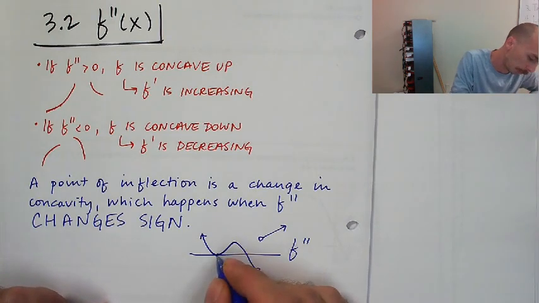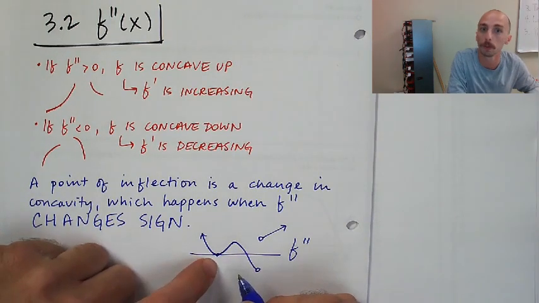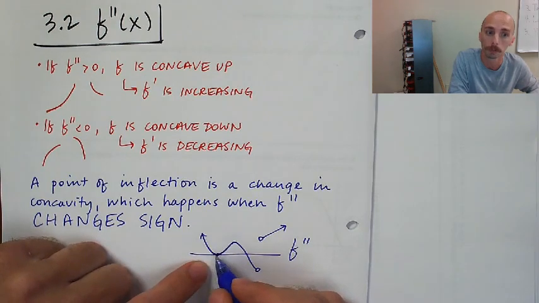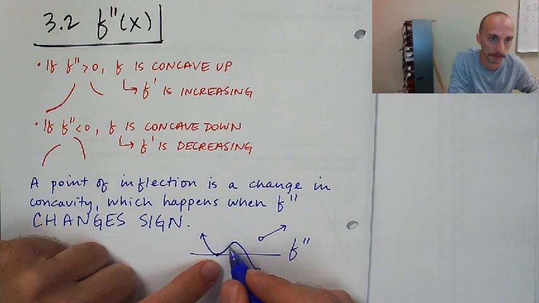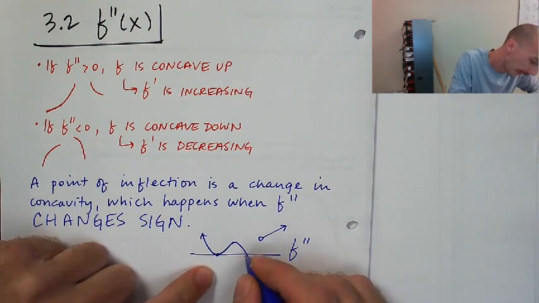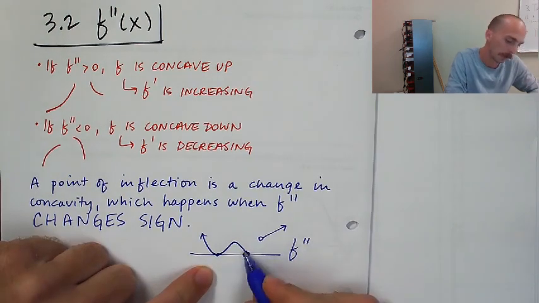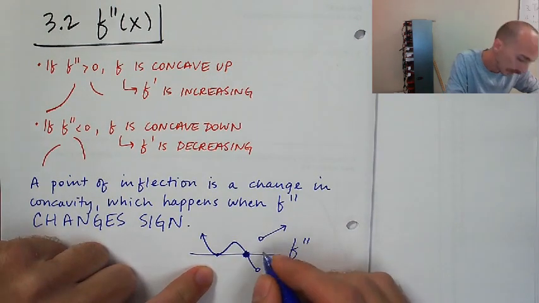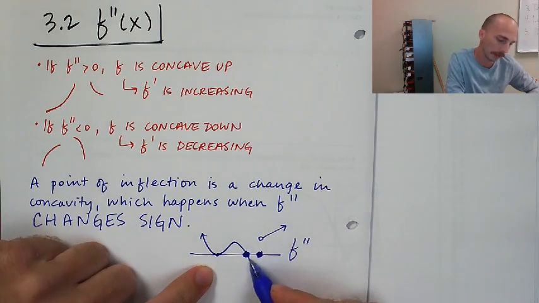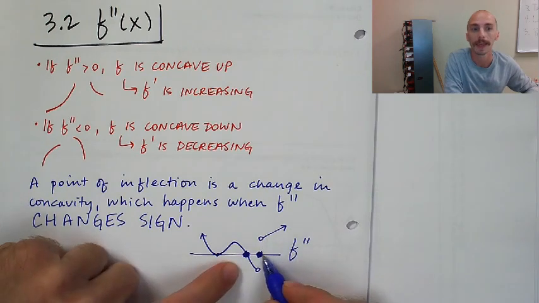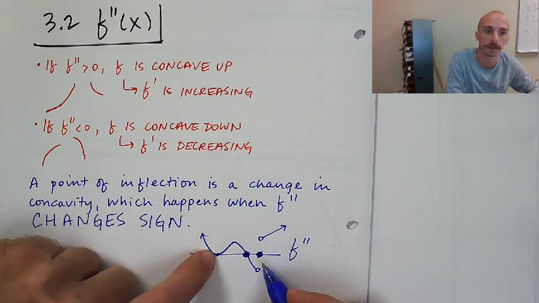So this is not a point of inflection, although the second derivative is equaling 0, because before this point, f double prime is positive. f is concave up. After, f double prime is still positive, f is still concave up. Right here, that is a sign change in f double prime. f double prime went from positive to negative. Right here, this is going to be another sign change on the graph of f double prime. f double prime was negative, now it's positive. These are points of inflection, and this is not.